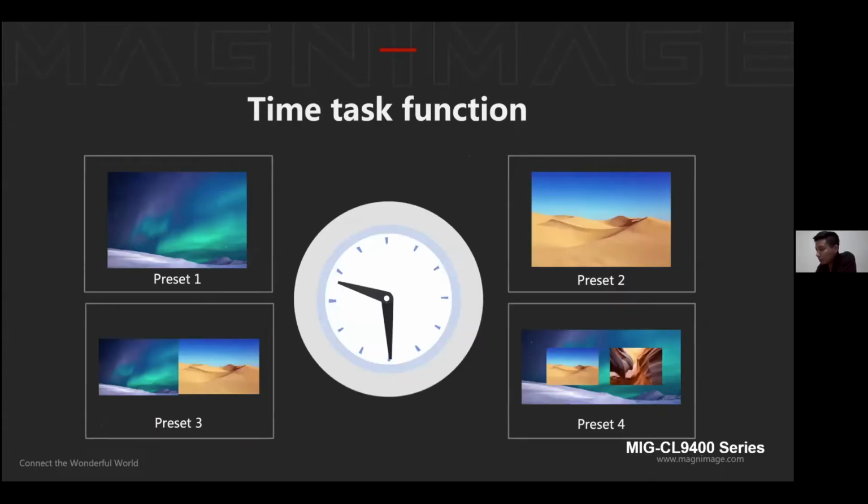And time task function. Time task function is normally for fixed projects in the train station and maybe tall buildings. You can save different presets and the machine will load them according to your schedule. Maybe today it's preset 1, tomorrow preset 2, the day after tomorrow maybe preset 3. You can set the schedule.